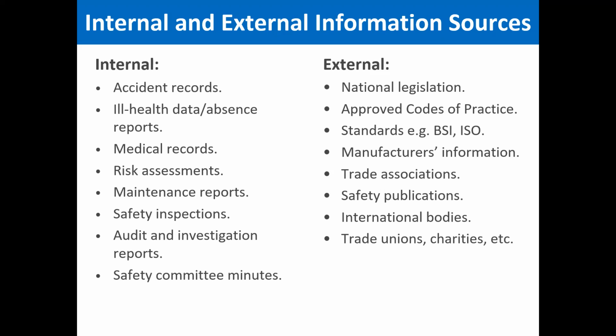So these are the various internal sources of information, various internal records that you can examine in order to identify hazards for any activity. Then there are external sources of information. External sources of information include the legislation, the local legal requirements, the approved codes of practice, the international standards such as the British standards, and the ISO, International Standard Organization.